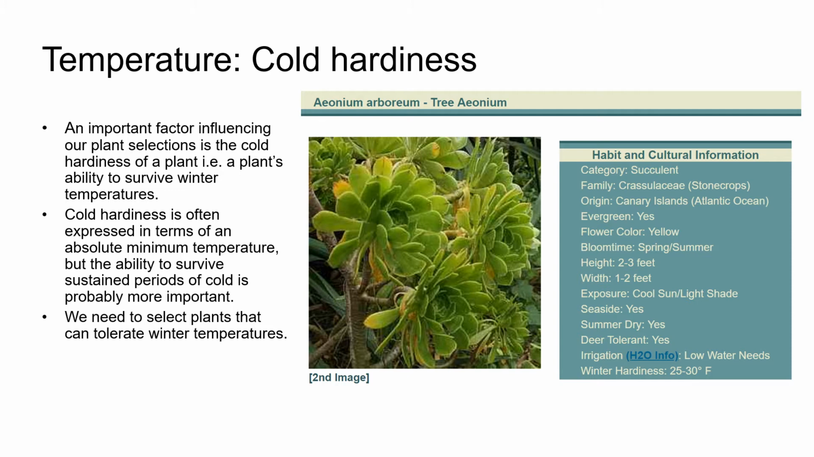Cold hardiness is often expressed in terms of a minimum temperature. For example, this Aeonium arboreum, the tree Aeonium, featured on the right in the screenshot from San Marcos Growers website, says that this plant has a cold hardiness of 25 to 30 degrees Fahrenheit. But often the ability to survive sustained periods of cold is probably more important than that absolute figure that's usually featured on marketing materials for plants.